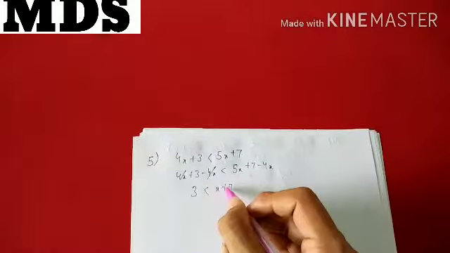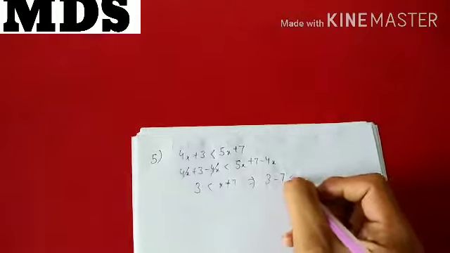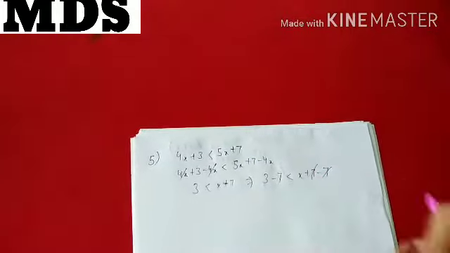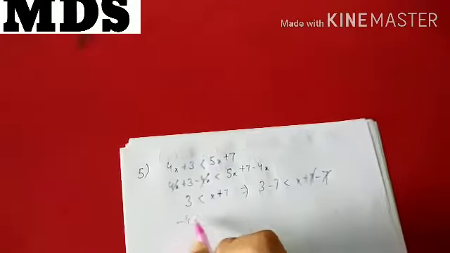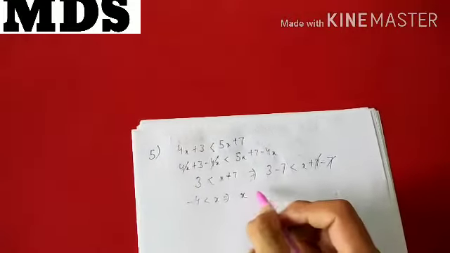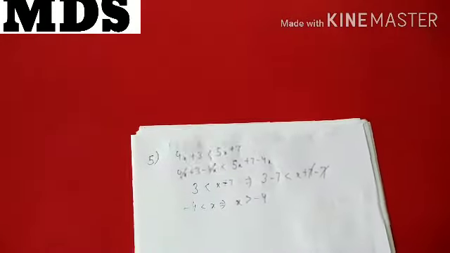Okay, so we can subtract 7 from both sides now. So this will be 3 minus 7 less than x plus 7 minus 7. 7 will be cancelled. So what we will get? Minus 4 should be less than x. That means value of x will be greater than minus 4.